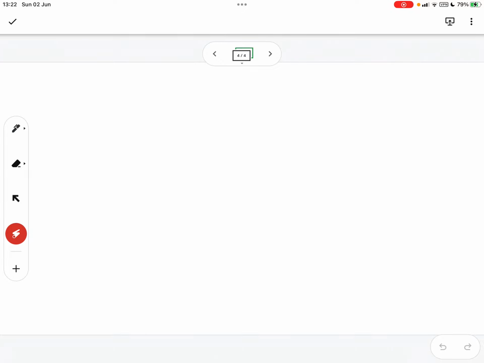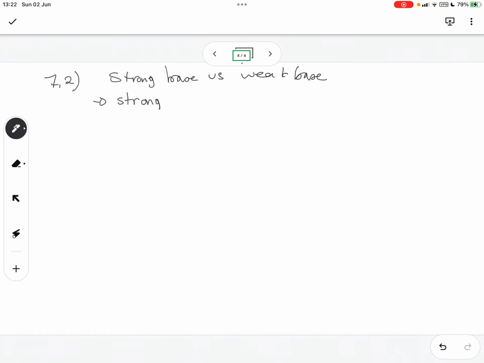Okay, new slide. Question 7.2: strong base versus weak base. A strong base dissociates completely.